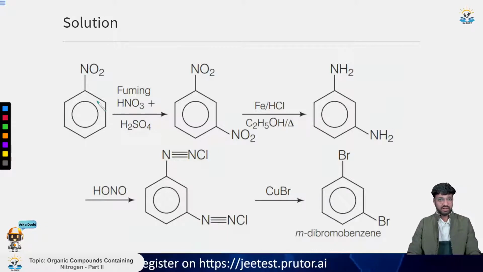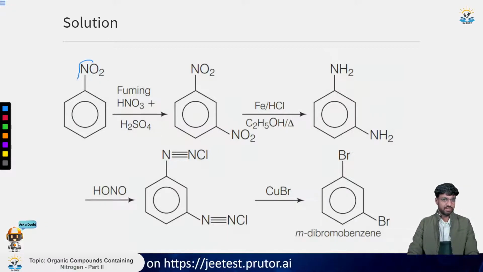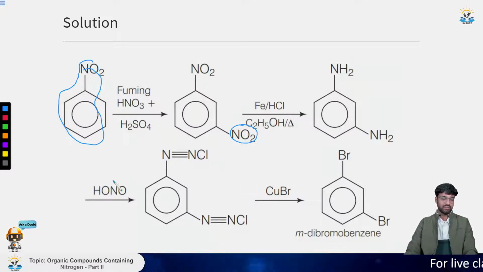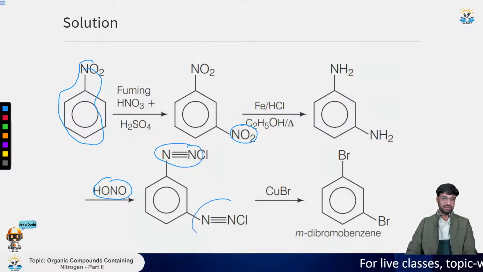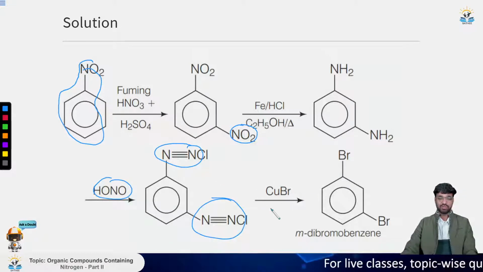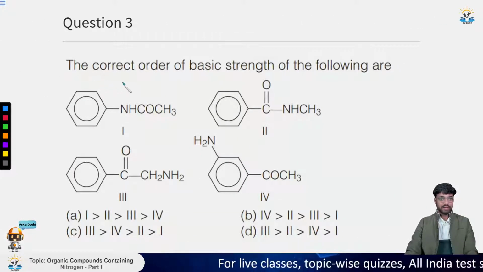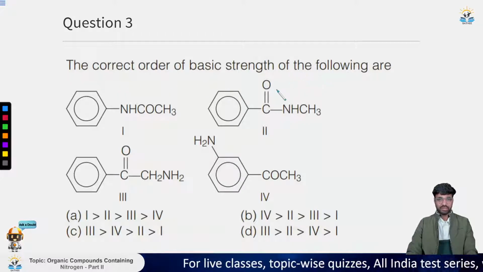The same thing is written here. We are using a different reagent, with NO2, then fuming HNO3 and H2SO4 as the nitrating mixture. Again we just reduce it to NH2 at both positions. Then we introduce HNO2 to do the diazotization, and at last we use CuBr to get meta-dibromobenzene.